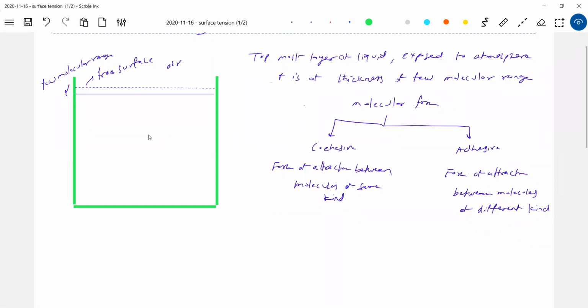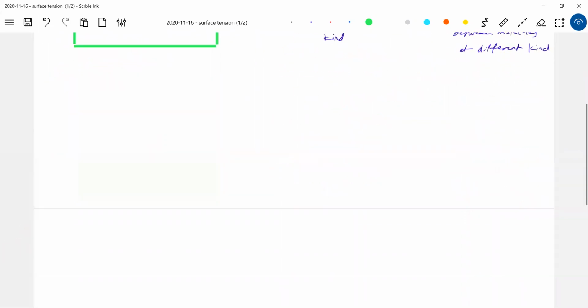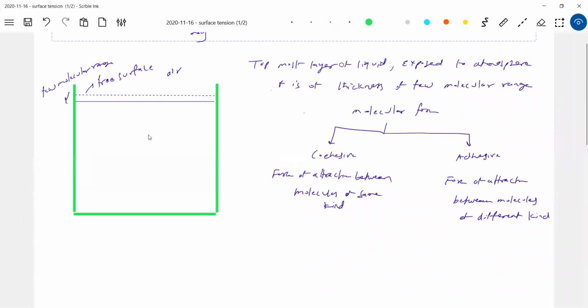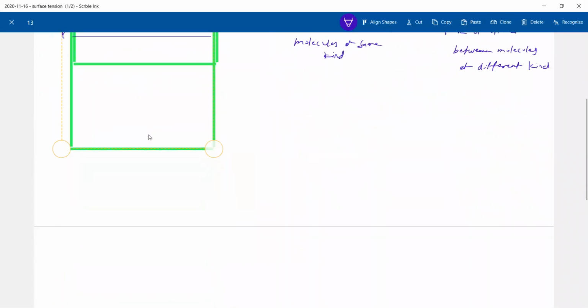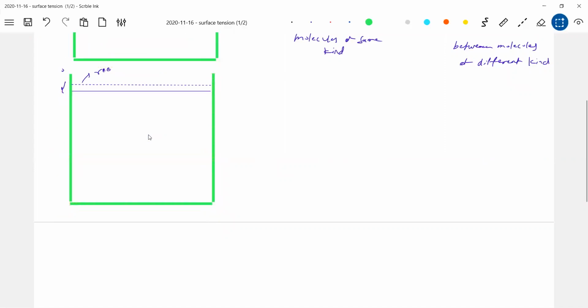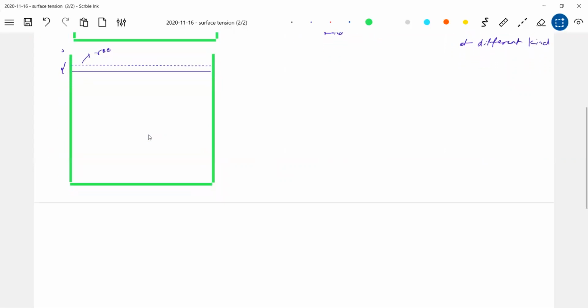Now, we'll take the next thing. There are very simple ideas. The initial theoretical ideas are very important. Once you get those, it will be very easy for you to understand. So there is a free surface. Let me show it by a thick line.